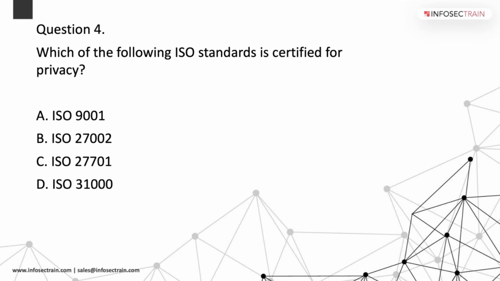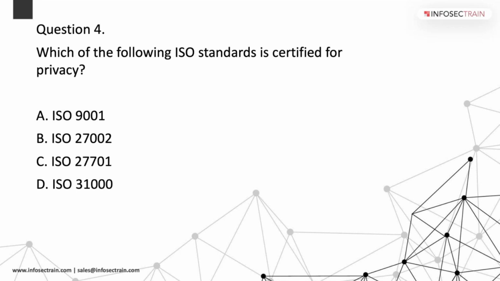Now, when we are talking about this particular scenario, what could be the privacy related thing? When we are talking about 9001, it is related to quality, quality of service, what we call quality services, that kind of thing.